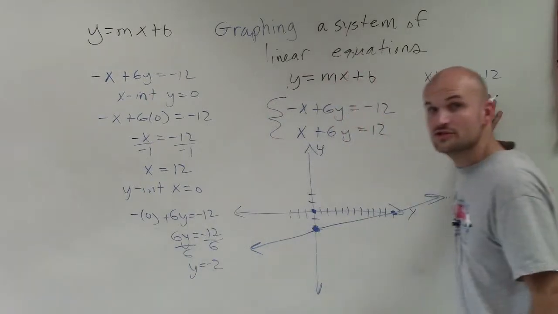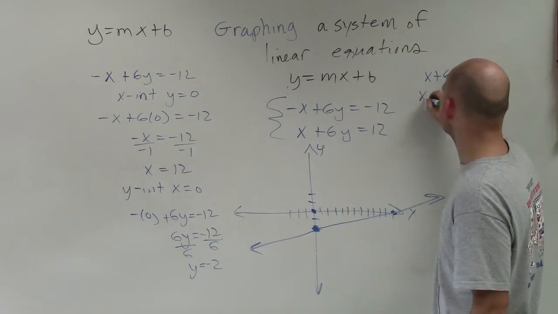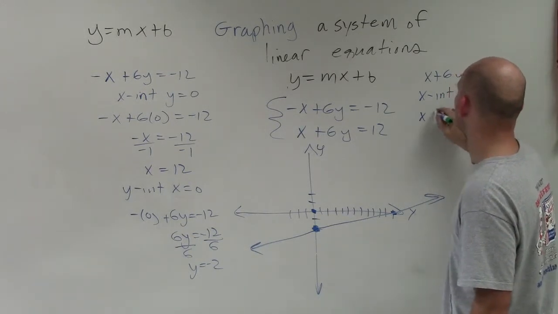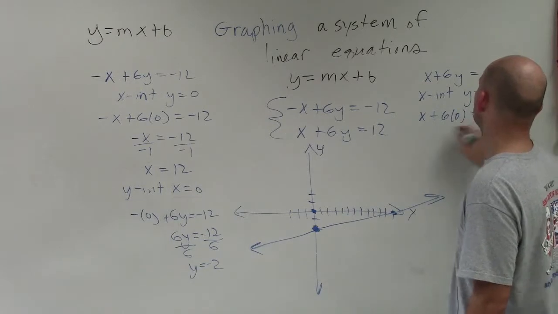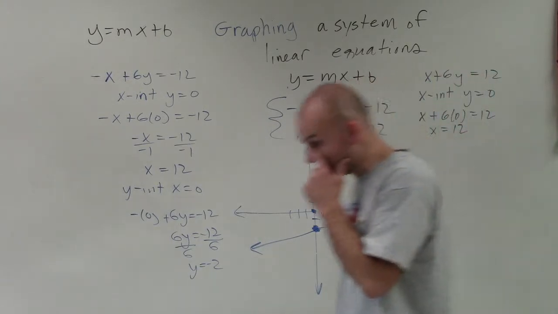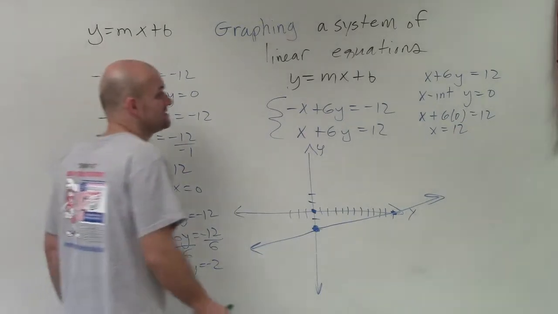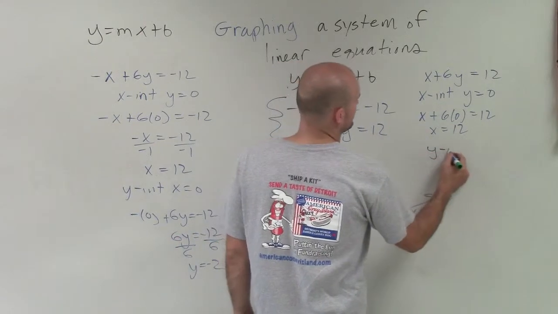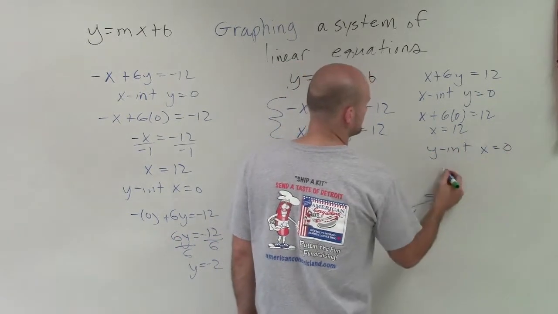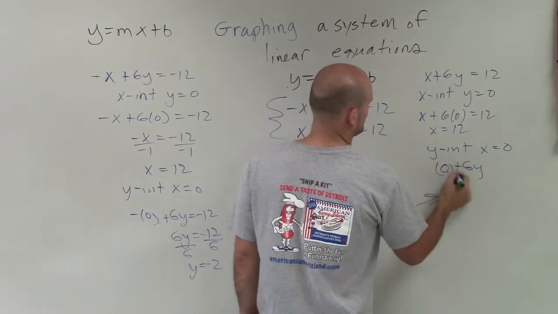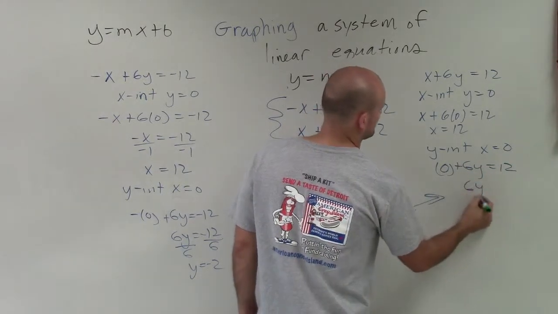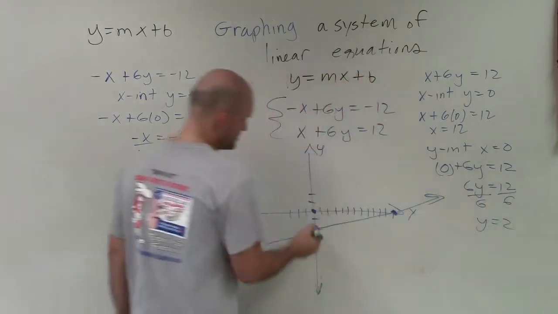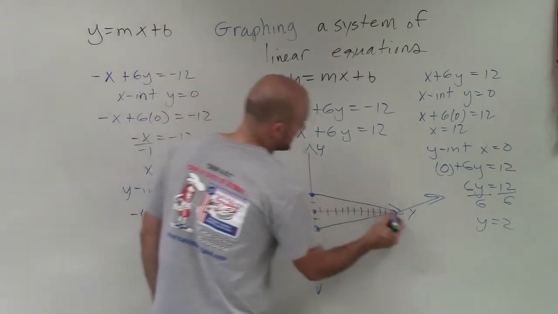Now, let's do the same thing over here. We'll find the x-intercept first. What we notice is that by finding the x-intercept for both equations, they have exactly the same x-intercept. Now, to find the y-intercept, we put x equal to 0, and I get y equals 2. So I'm going to go up 2.